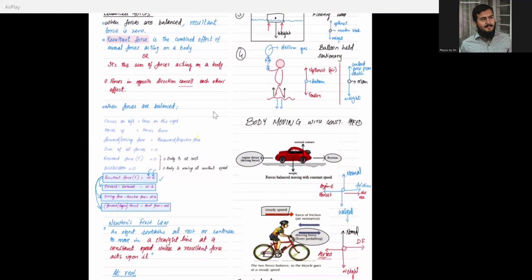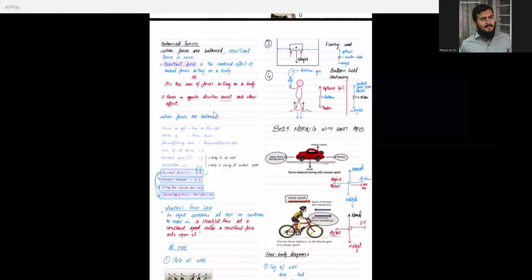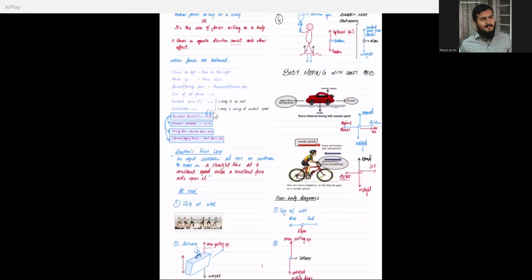Not necessarily. You are sitting on a chair, it's acting opposite to your weight, upward. But if you look at the back, the chair is exerting a force on your back. That's the normal contact force. If you lean against a wall, then the wall is exerting a forward force on your back. That is the normal contact force. So it is always acting at right angles to the surface. The normal contact force acts at right angles to the surface. Okay. Any problem? Any confusion?